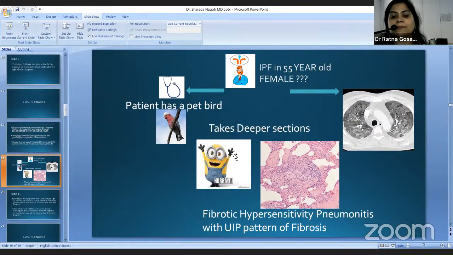So what is the culprit? This is the culprit. So what is this? Granuloma. It is again a non-necrotizing granuloma in the interstitium. You find these lymphocytes and a few multinucleated giant cells. So it is an interstitial non-necrotizing vague epithelioid granuloma. So now the diagnosis is what? It is a fibrotic hypersensitivity pneumonitis with UIP pattern of fibrosis.